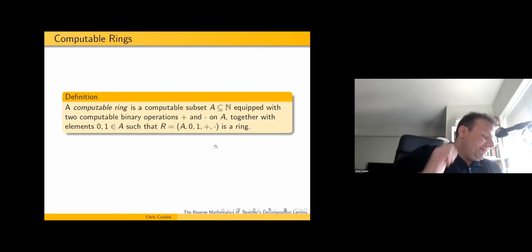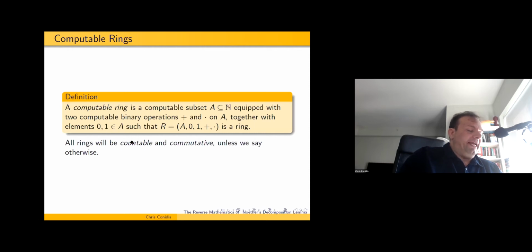All right, so let's get some definitions out of the way. By a computable ring, all I mean is a computable subset of natural numbers equipped with two computable binary operations, addition and multiplication. Addition is computable, multiplication is computable. I'm going to assume that my rings are all commutative here, and they all have a 0 and 1 element. They all have the structure of a ring. All of my rings are going to be countable.